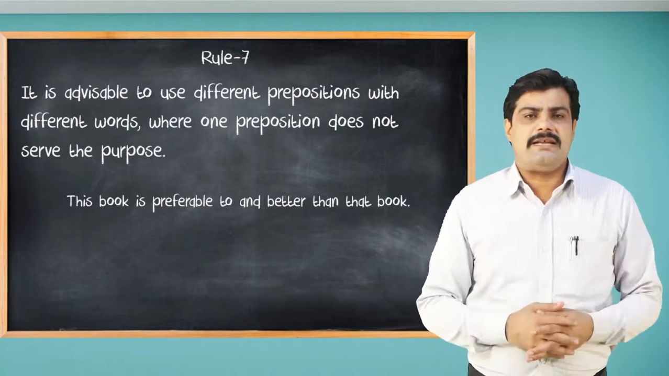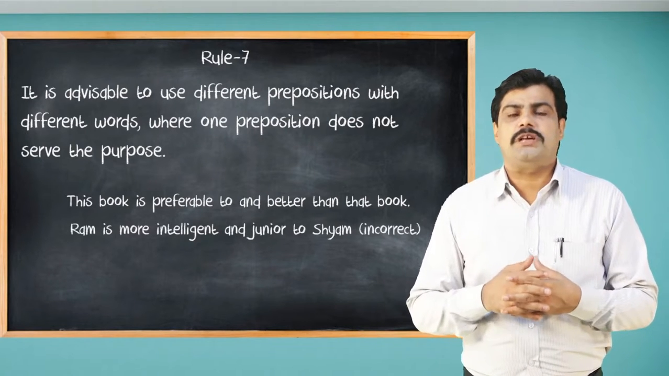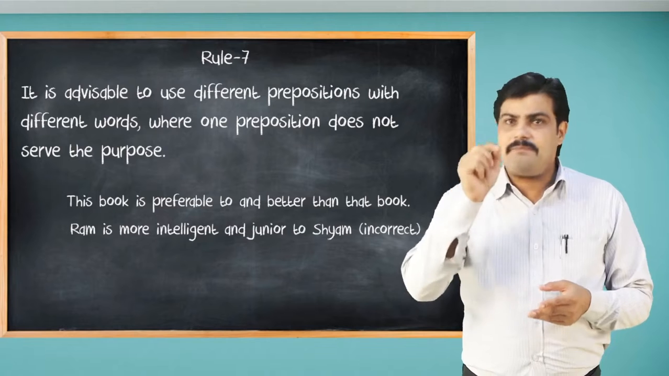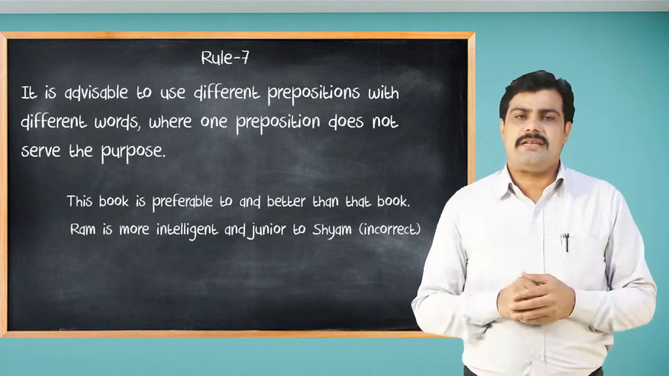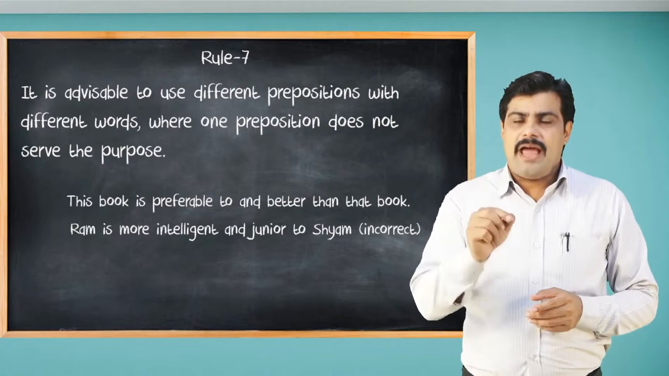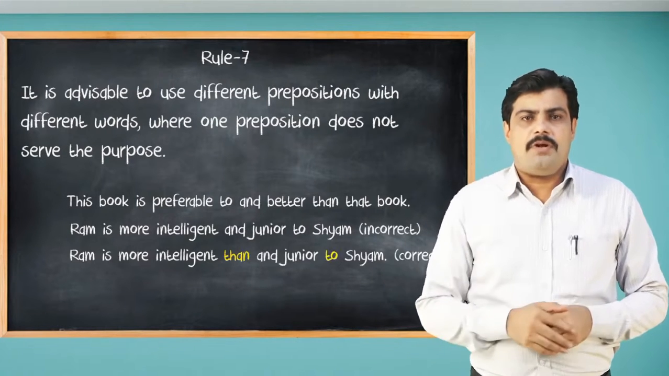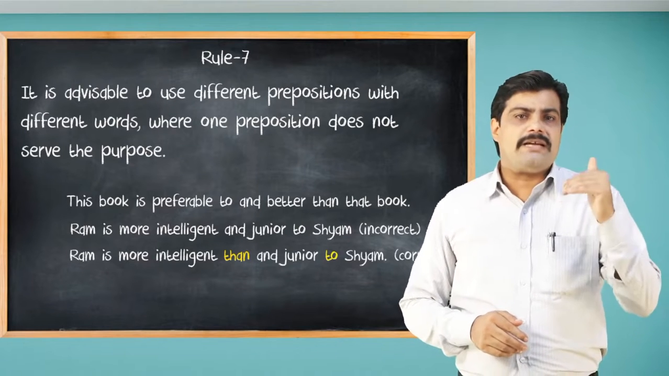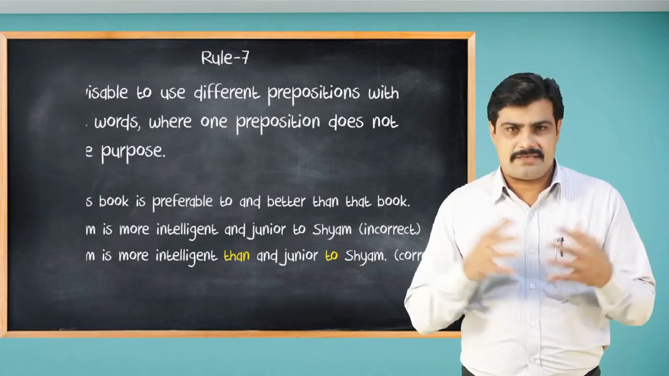Now let's take another sentence. Ram is more intelligent and junior to Sham. There is the same problem in this sentence. You can say there is the same mistake in this sentence. We have to use two prepositions. For example, Ram is more intelligent than and junior to Sham. Now the sentence is correct.